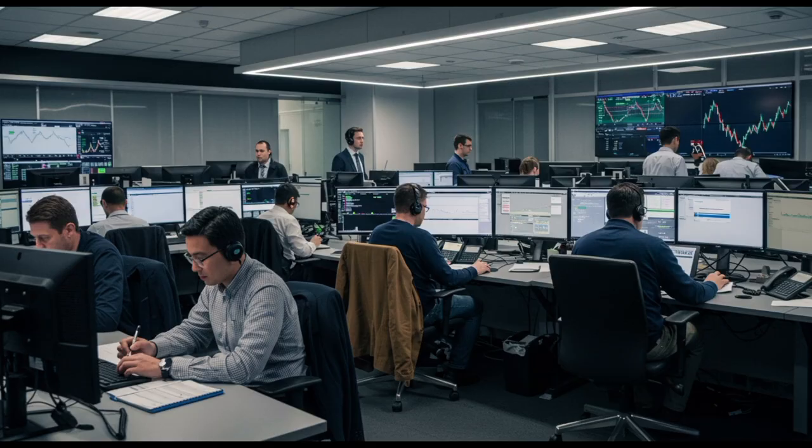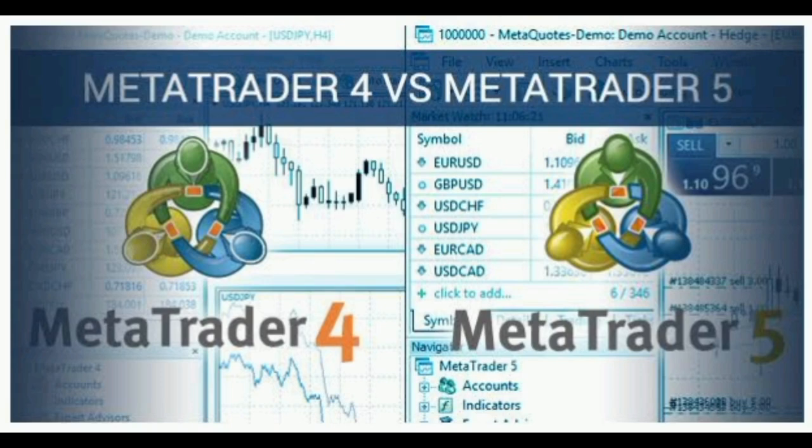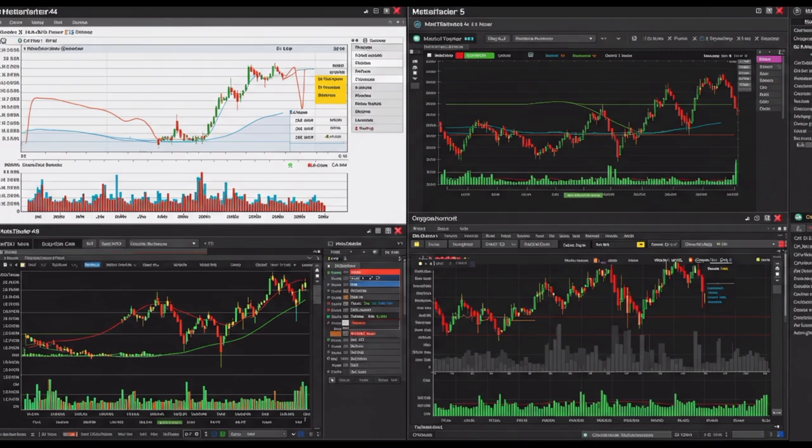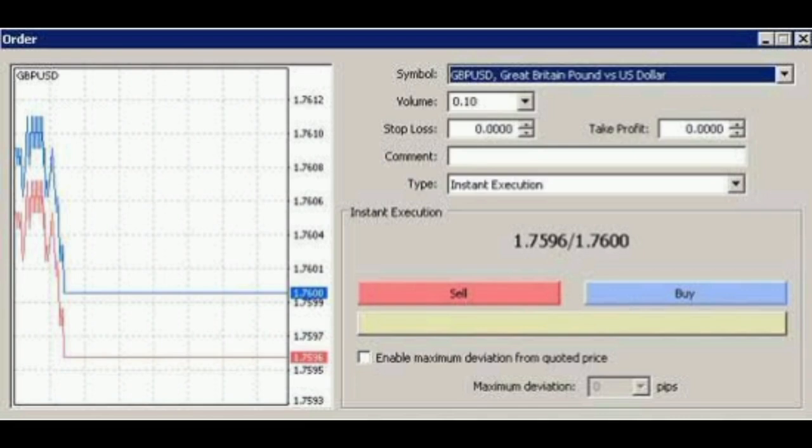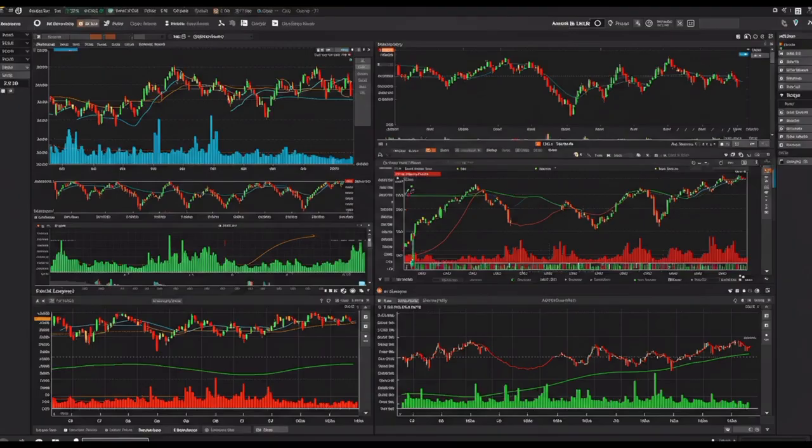2. Setting up MetaTrader 4 or 5. Once you've chosen a broker, you'll need a trading platform. The most common ones are MetaTrader 4 (MT4) and MetaTrader 5 (MT5). Here's what you can do on MT4/MT5. Open charts and analyze markets. Place buy and sell trades. Add technical indicators. Track your profits and losses.